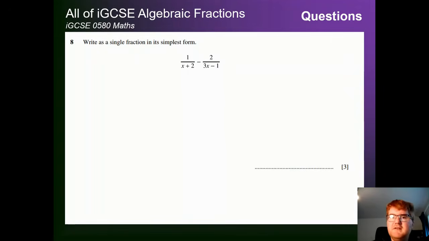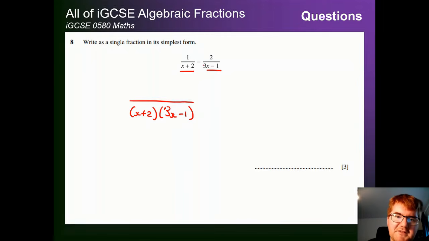Our next question, again, very similar to what we've done here. We've got our 2 different denominators. We pop those together. And then we do our butterfly approach. This times this times this. So 1 lots of 3x minus 1 is 3x minus 1 minus 2 lots of x plus 2. And now it's just being very careful with the algebra.